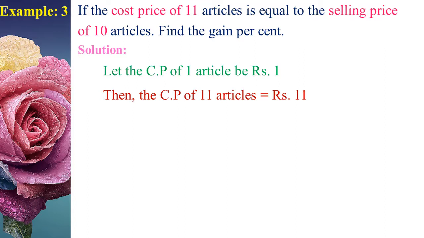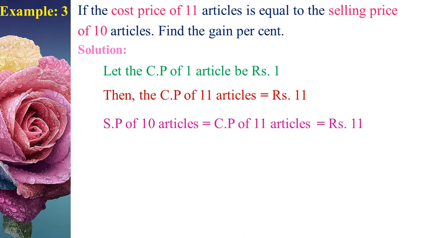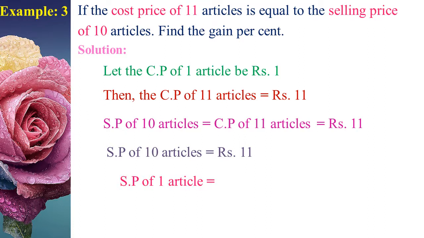Then what is given in the problem? Yes. The cost price of 11 articles is equal to the selling price of 10 articles. So, the selling price of 10 articles equals the cost price of 11 articles, which is equal to rupees 11. So, the selling price of 10 articles is equal to rupees 11. From this, the selling price of one article is equal to rupees 11 by 10.